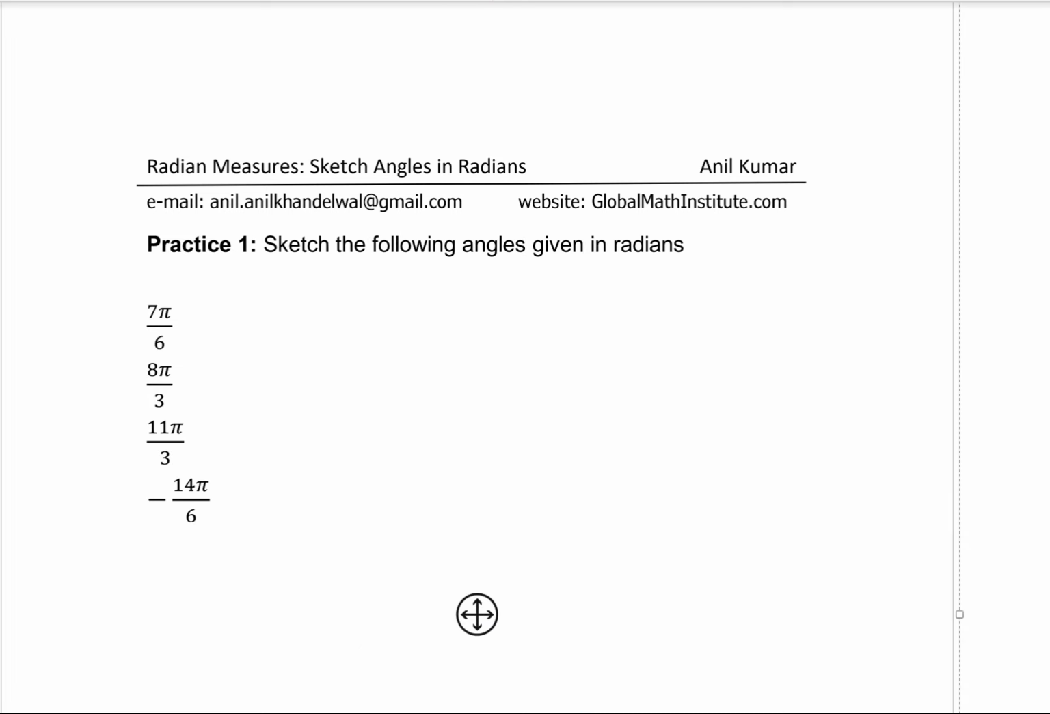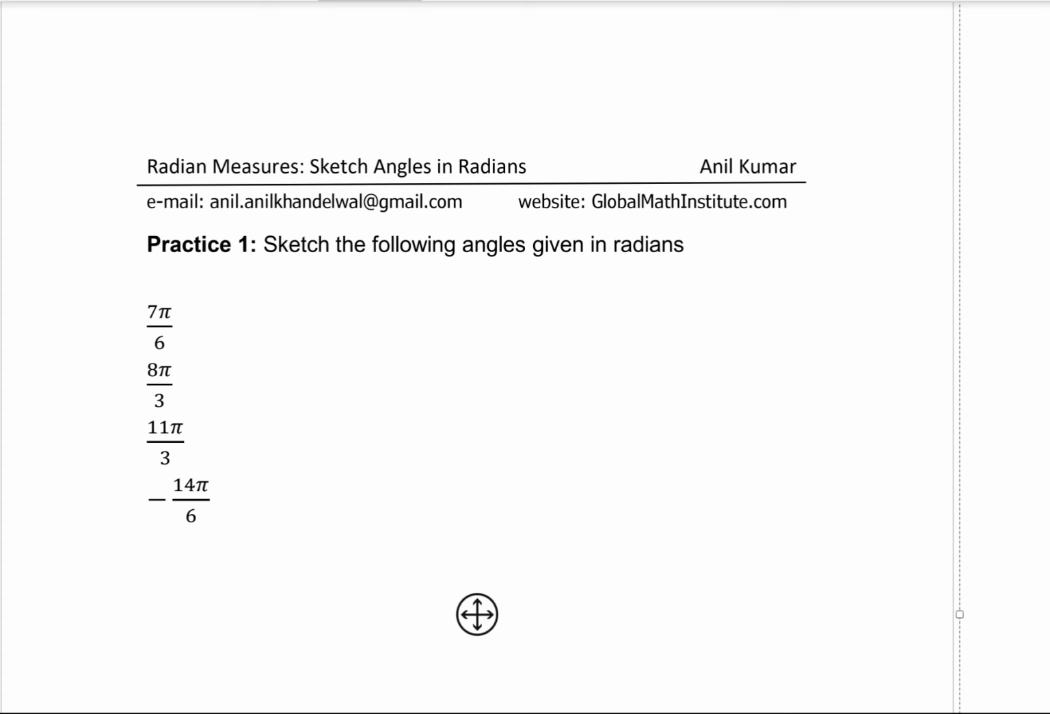So I hope you have understood all the concepts. It's time to practice and then take a quiz on this. So here is your practice question. You need to sketch the following angles given in radians: 7 pi by 6, 8 pi by 3, 11 pi by 3, and minus 14 pi by 6. So I have mixed up pi by 6 with pi by 3 in this particular exercise. Take care of that, sketch the angles accurately, and then look into my suggestions.